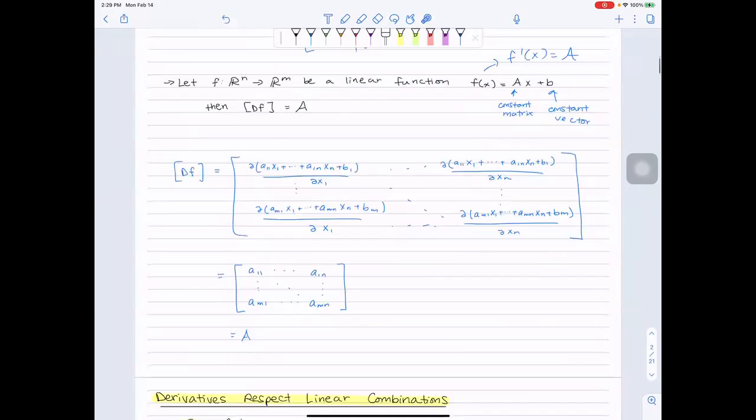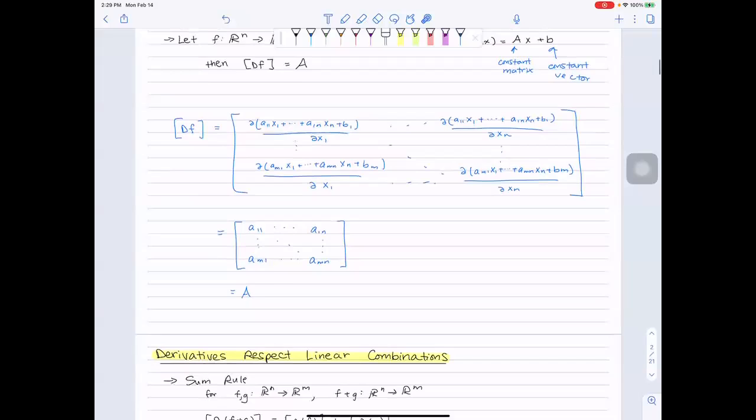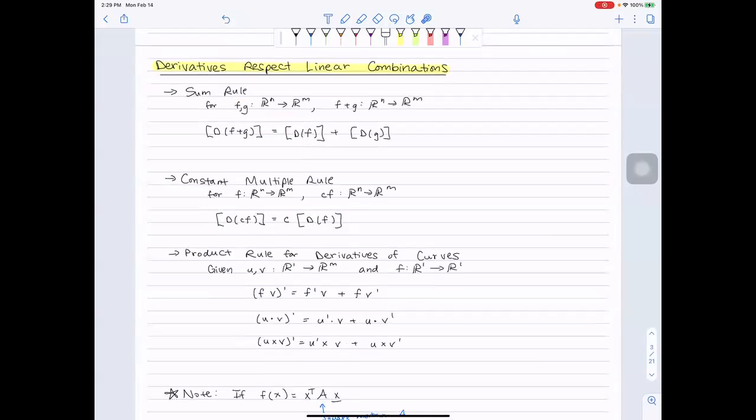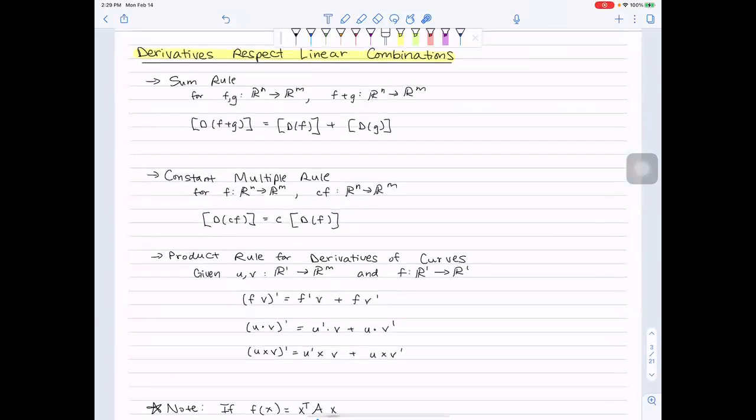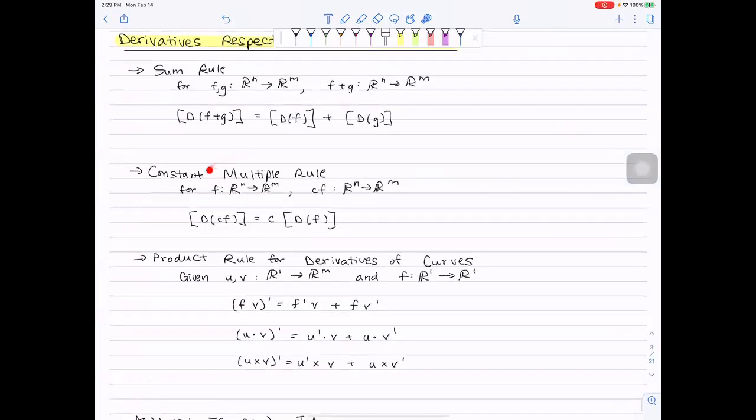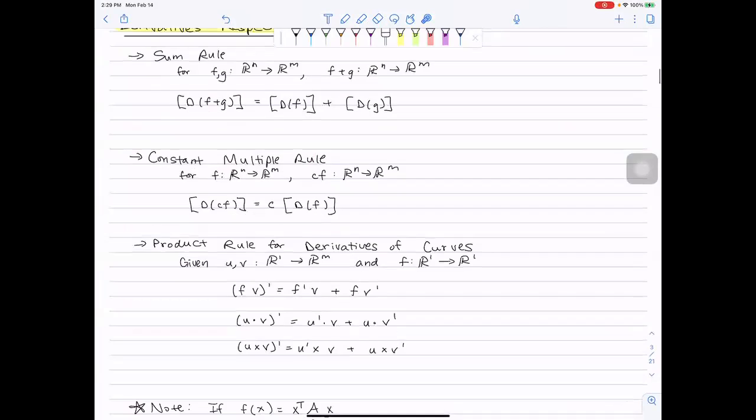Okay, then we have derivatives with respect to linear combinations. Derivatives follow linearity, right? So if you're adding the derivative of two functions, f plus g, you can separate those and just do the derivative of the first function plus the derivative of the second function. It also works for the constant multiple rule. You can take out constants. And the same for the product rule.